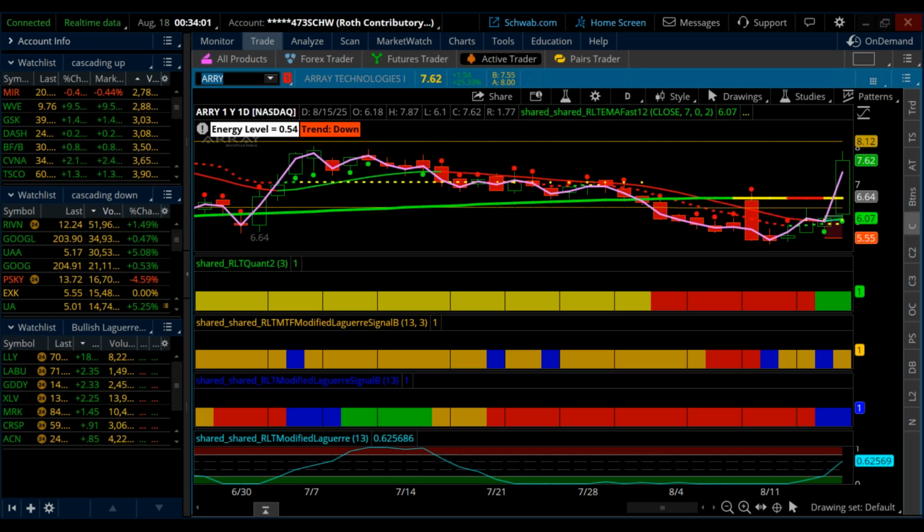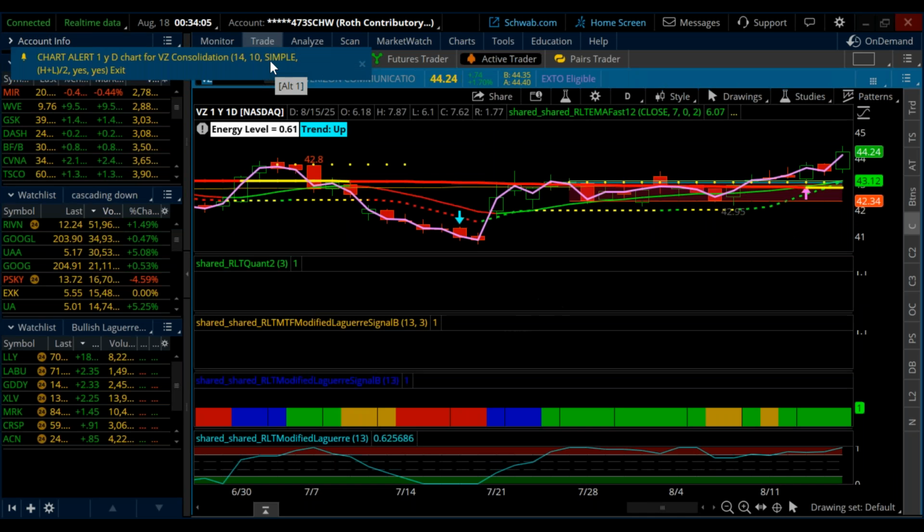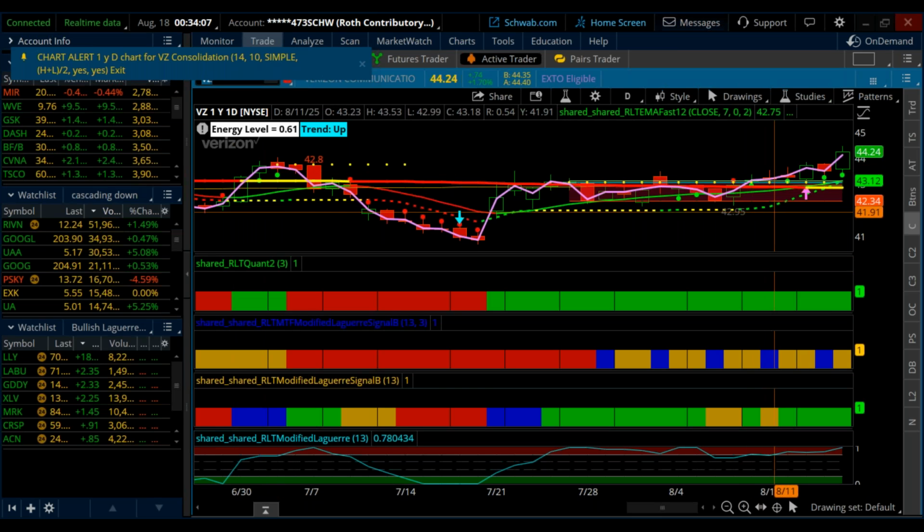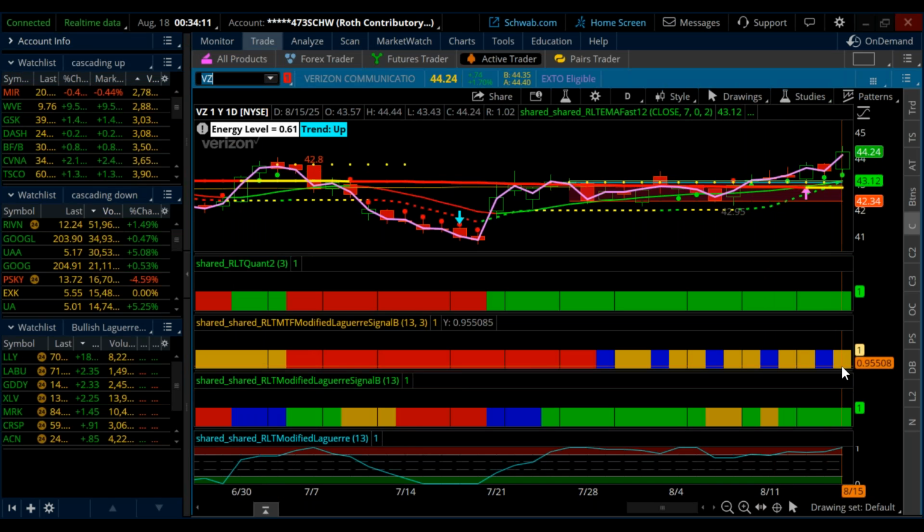Okay, I got another one to look at here, Verizon. Here's Verizon. How does Verizon look? It looks very similar. Green down here, yellow here. I can't take it long because it just doesn't have the institutions buying it. It might look great on the chart.